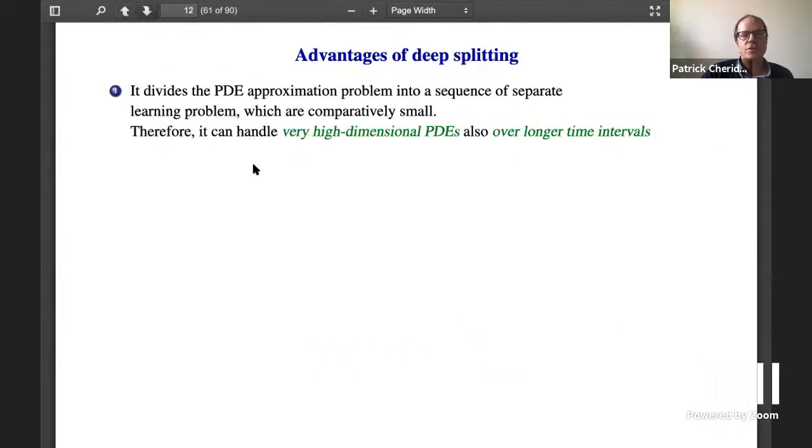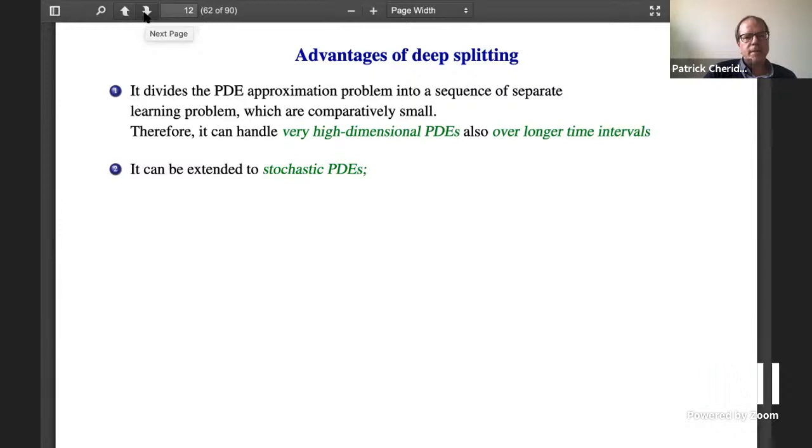Some of the advantages of deep splitting compared to other methods that also work well, and some of which have also been presented in this workshop here. So the deep splitting method divides the PDE approximation problem into a sequence of separate learning problems, because in every time step, I only need to calculate one conditional expectation. So I only need to store the function value at this time and then compute it one time step after that. Therefore, it can handle very high dimensional PDEs, and it also doesn't really have a constraint on how long a time interval you can use it.